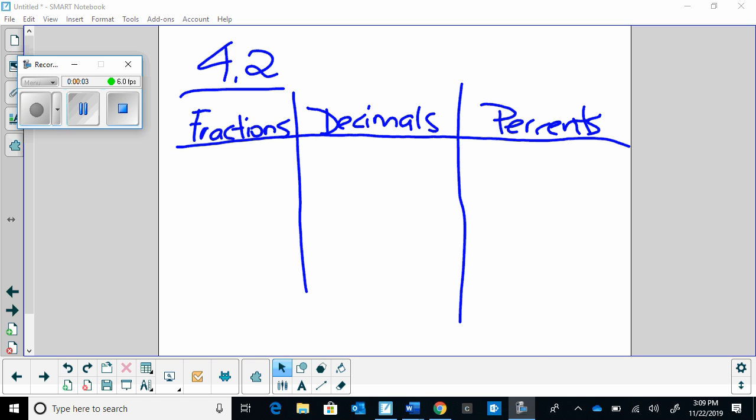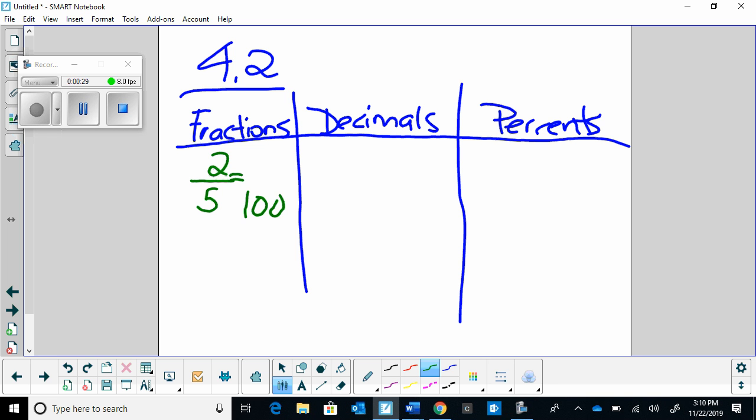We looked at conversions between fractions, decimals, and percent. First, let's say we have a fraction like 2 over 5. We were asked to create the decimal and the percentage of that value. Because percentages are out of 100, we can make an equivalent fraction, and that will help us find our percentage.